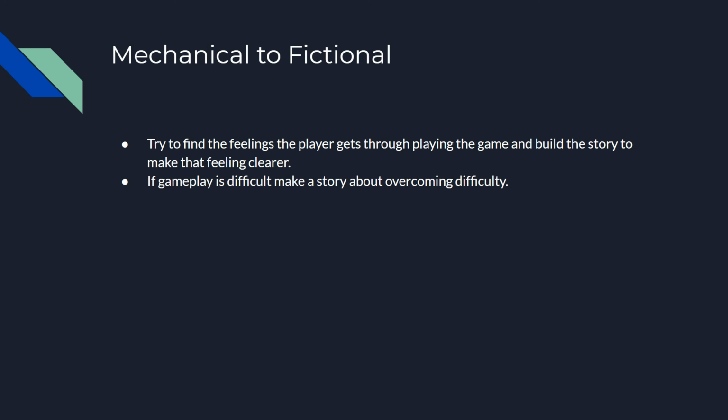Mechanical to fiction. If you have a game that is heavily focused on mechanical and you want to write the story for it, my suggestion would be to find the core feeling that the gameplay evokes on its own. So if the gameplay is extremely challenging, then the core feeling might be overcoming difficulty, and then build a story where your character is overcoming large amounts of difficulty.